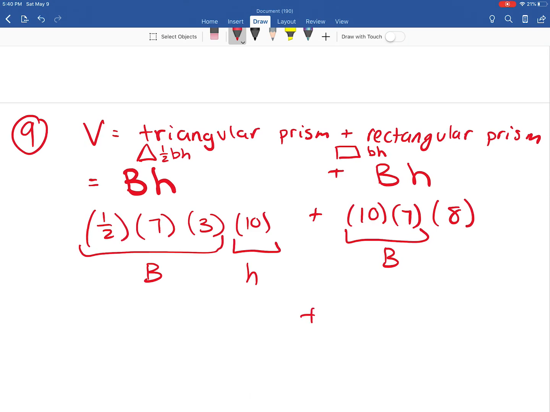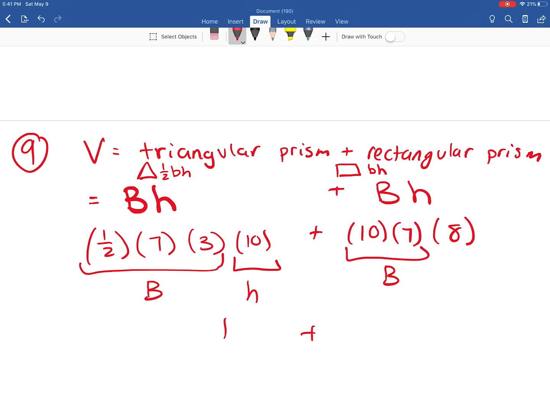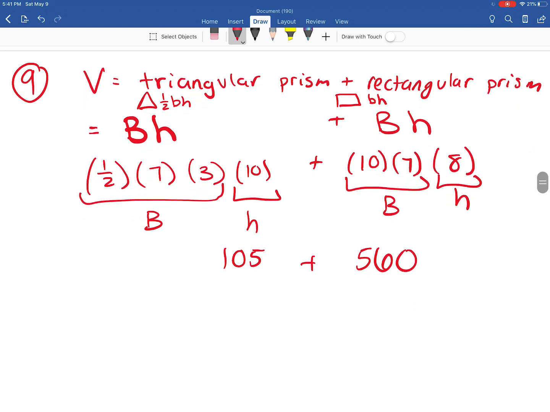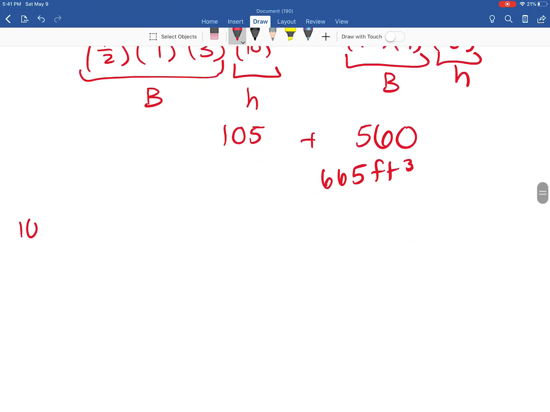And at this point, I'm going to my calculator. 7 times 3 times 10 divided by 2, or times 1/2, same thing, 105. 10 times 7 times 8. Add them together. 665 feet cubed.